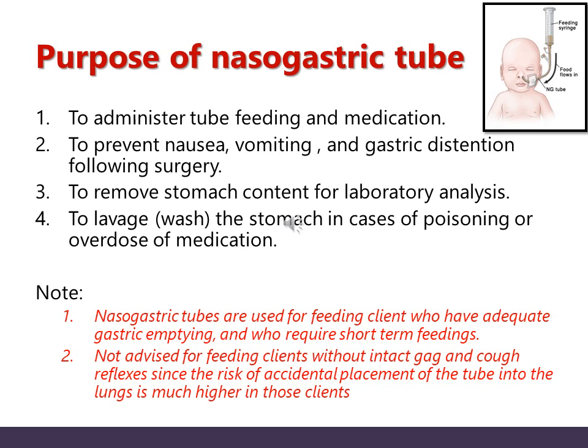What else? Nasogastric tubes are used for feeding clients who have adequate gastric emptying and who require short-term feedings. This nasogastric tube is not advised for feeding clients without an intact gag reflex and cough reflex, since the risk of accidental placement of the tube into the lungs is much higher in those patients. So if our patient doesn't have a gag reflex, you know already what a gag reflex is, we do not insert the tube because we will never know whether the tube is inserted into the lungs or into the stomach.